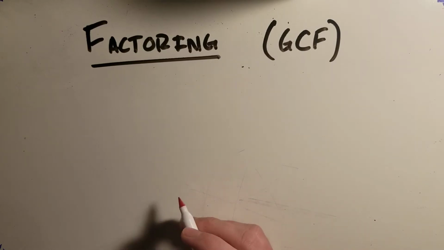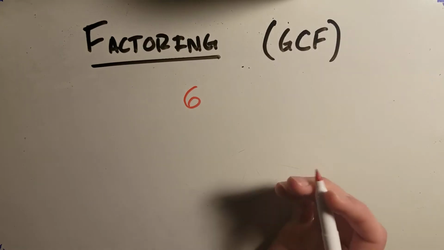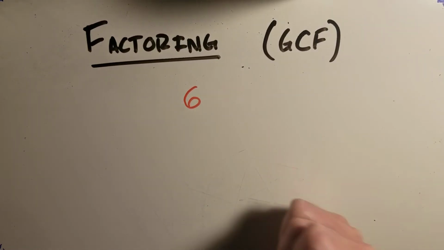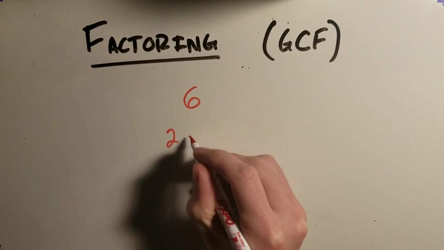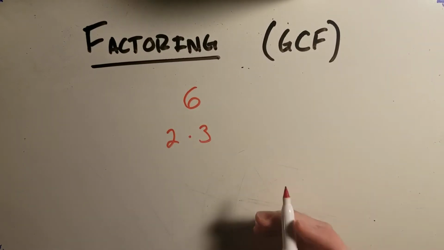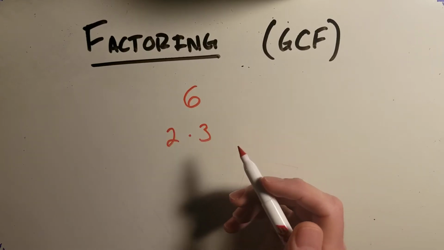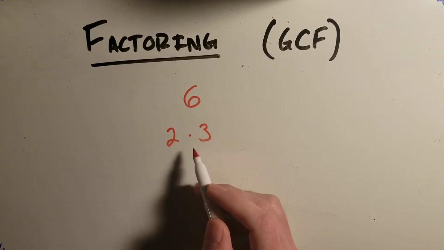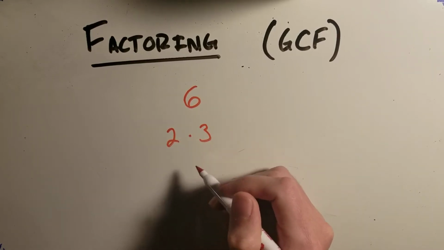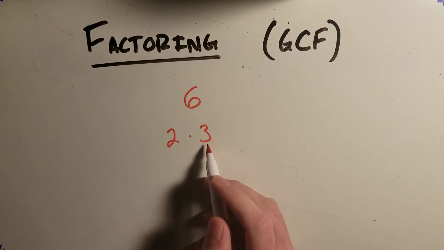And to break it down to a really basic example, let's say we have the number 6, and we wanted to know what times what equals 6. Well, we could say 2 times 3. So these would be the factors of 6. 2 times 3 will equal 6. Notice how we can't factor anything out of these two. If we do the prime factorization, we can't go any further down. Each one of these numbers is prime.